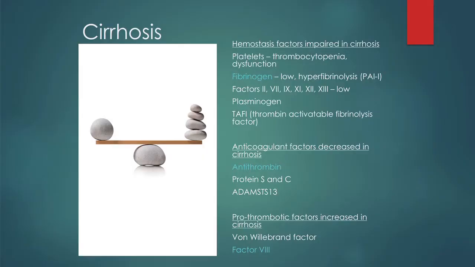And the ADAMTS13. And then we have some prothrombotic factors that are always elevated in these patients, which are factor 8 and von Willebrand factor, which is upregulated sort of to balance the low platelet function. Again, it's synthesized by the endothelial cells, so it is little affected by the liver. So these patients live in a very tenuous balance between anticoagulation and procoagulation.